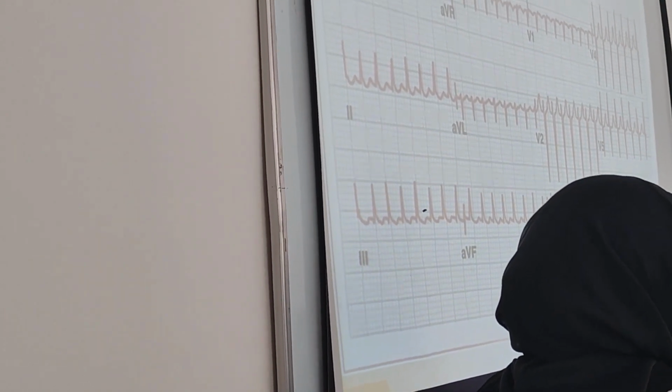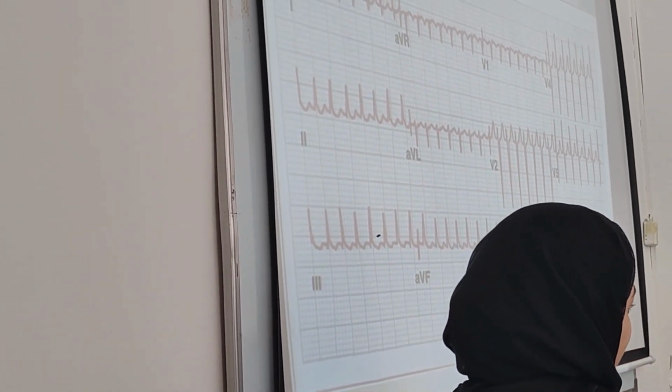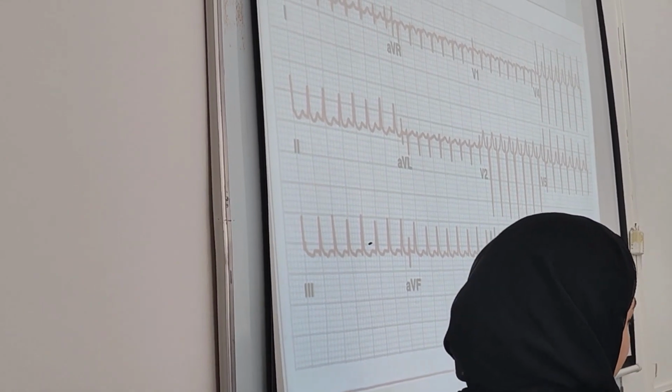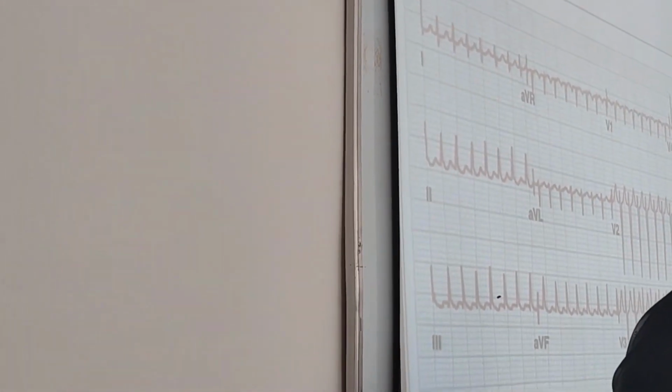If it is initiated in the AV node, do we have any P wave or not? No, there will be no P wave, yes. Somewhere in the atria can initiate the signal and depolarize the atria from down to up. Then we will have a negative P wave.